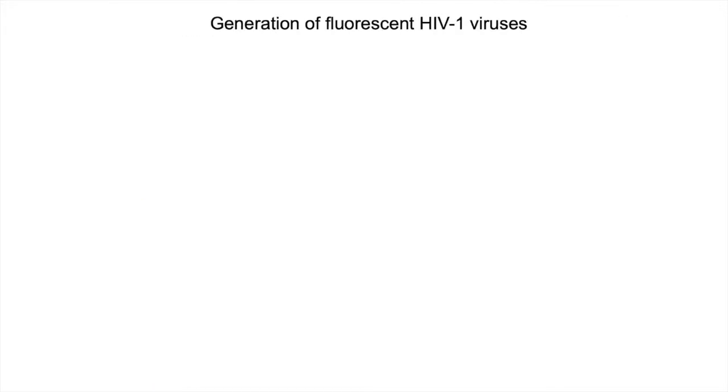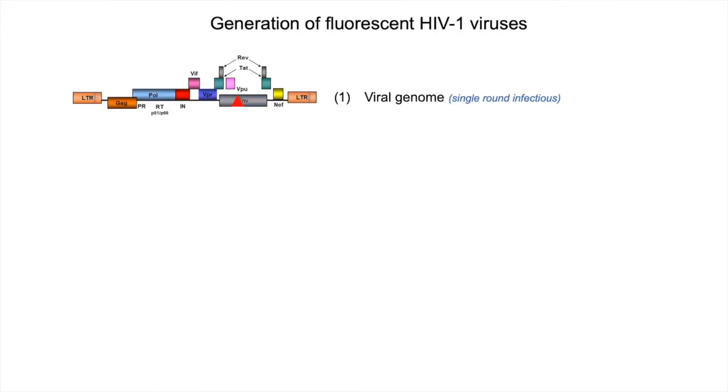And so how do you generate fluorescent viruses? You first need a plasmid that has the viral backbone. It codes for the viral RNA. In this case, it's a pNL4-3 vector, I suppose. It has all the viral proteins and the RNA genomic element, but here we use this delta envelope plasmid because they are single round infectious.